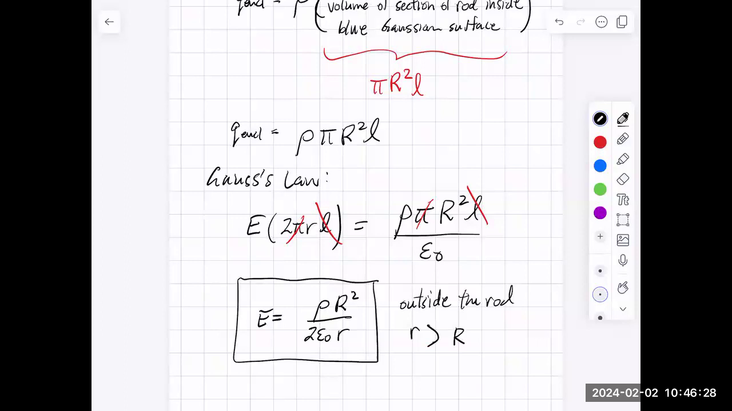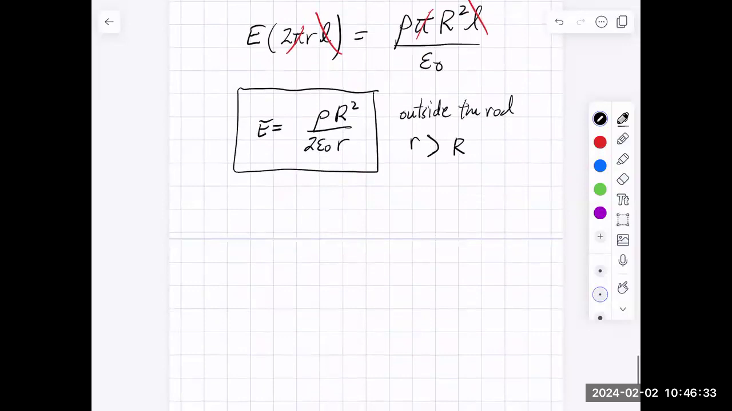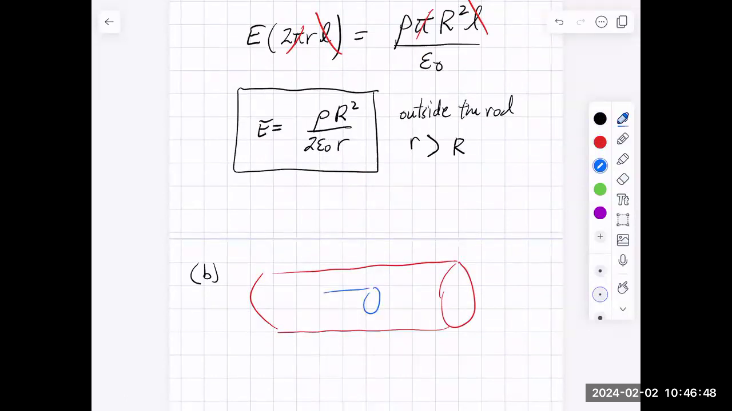Let's see if we can quickly do inside the rod. For inside the rod, we'll have to draw our rod here. And so it's charged up. I won't draw the charges because it just clutters the picture. But now I'm going to place my cylindrical Gaussian surface inside here. We'll still give the Gaussian surface radius little r and length L, and we'll still call the rod radius big R.